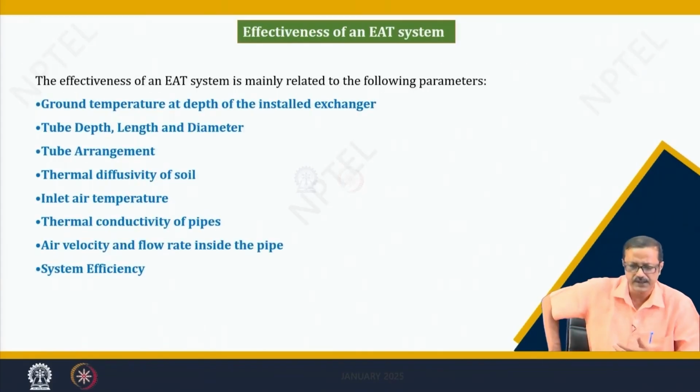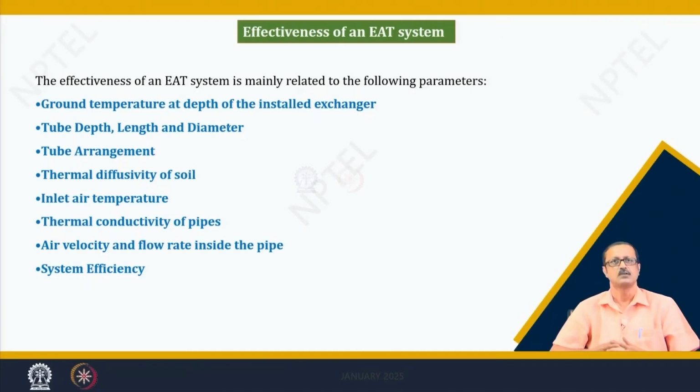So, the effectiveness of the earth air tube depends upon how much your ground temperature is, what the depth of the tube is, what the diameter of your tube is, how the tubes are going to be arranged, and what the inlet and outlet temperatures are. The thermal conductivity of the pipe is very essential. It has to be a metal pipe, so it exchanges the heat very quickly.